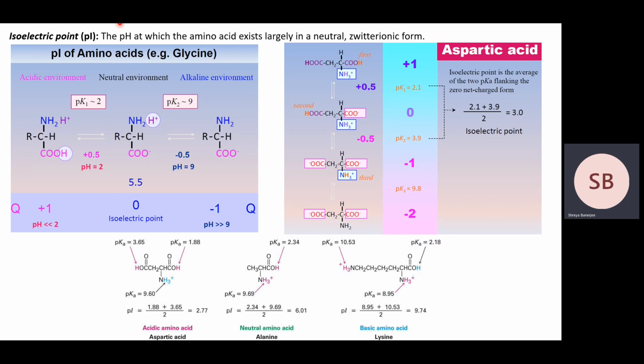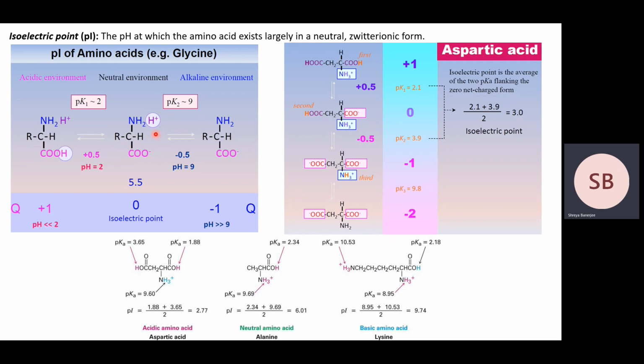Next, we will be talking about the isoelectric point of amino acids. Now, as you know, in neutral environment, amino acids exist as a zwitterion. That is, the carboxylic acid group is deprotonated and the proton is accepted by the amine group. So due to the presence of a single positive and a single negative charge, the net charge is 0. So the isoelectric point is the pH at which the amino acid exists in this neutral zwitterionic form.